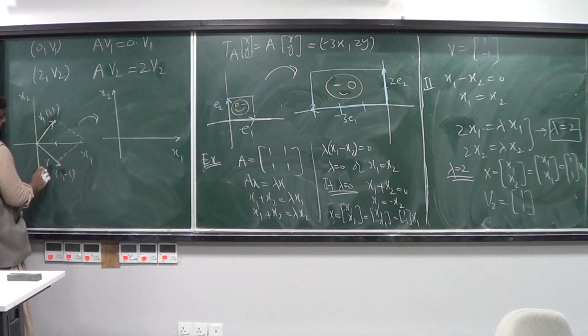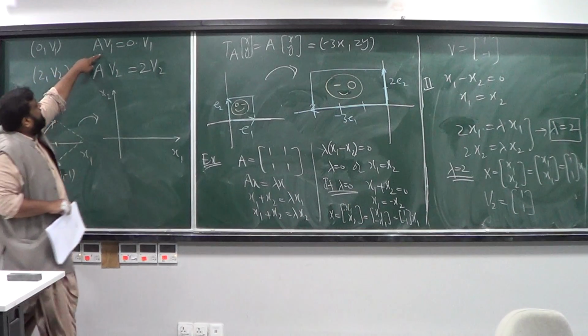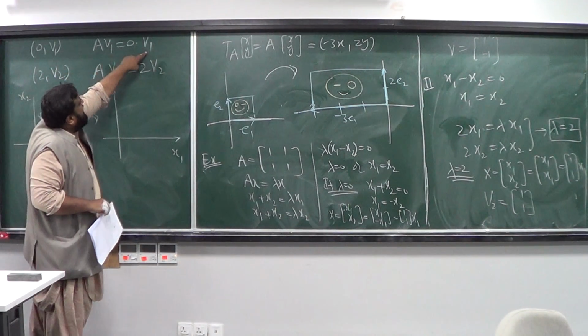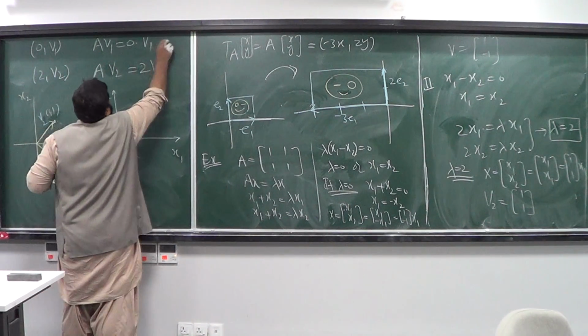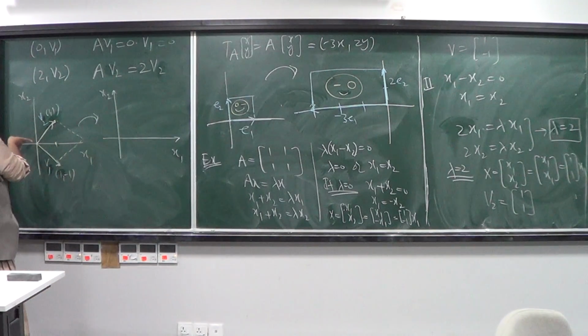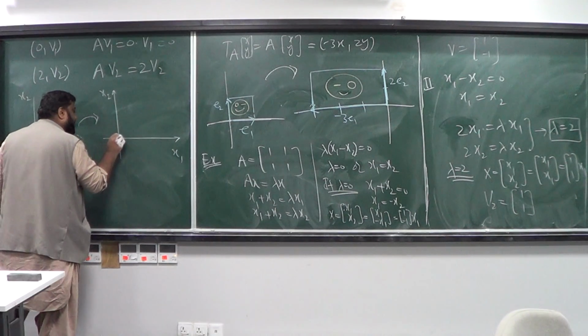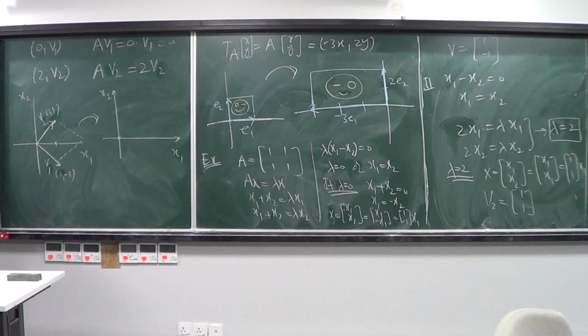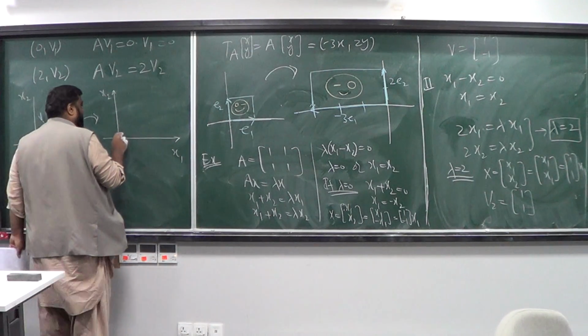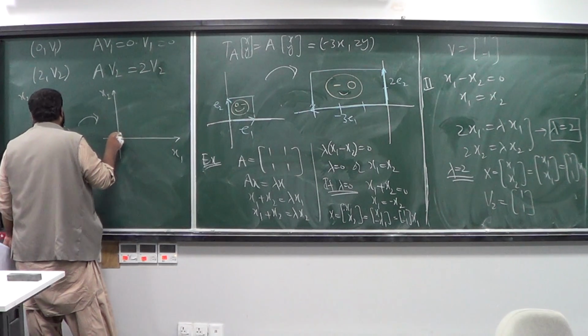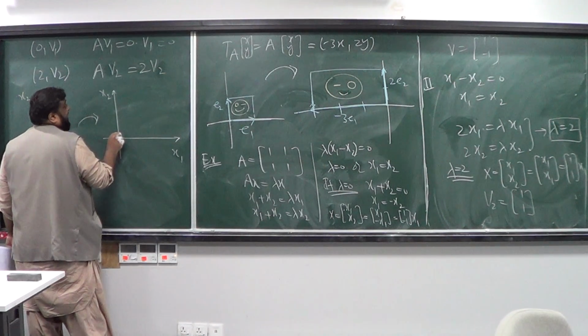This is vector v. So this is v1 and this is v2. So what is happening with vector v1? This v1 becomes 0 times v1. So in other words, this vector is projected, is annihilated, and thrown here. So it becomes the 0 vector. And what does this v2 vector become? The v2 vector becomes twice of v2.